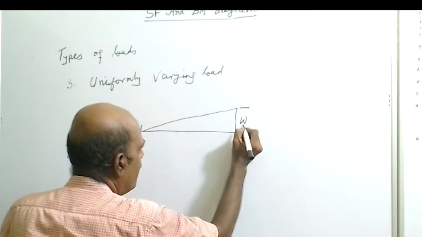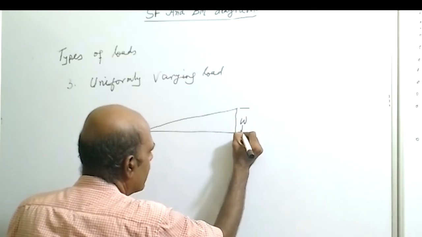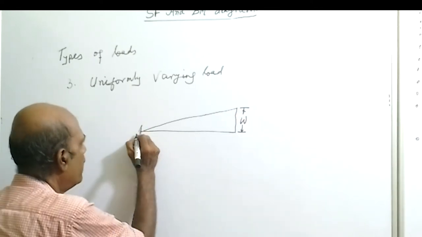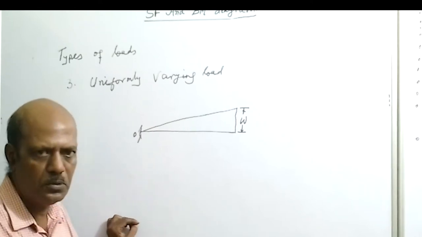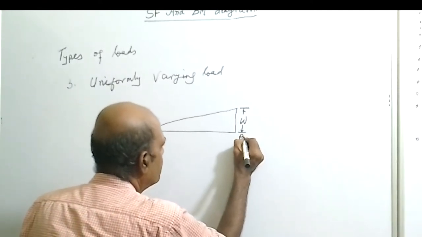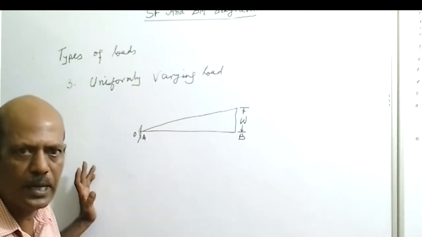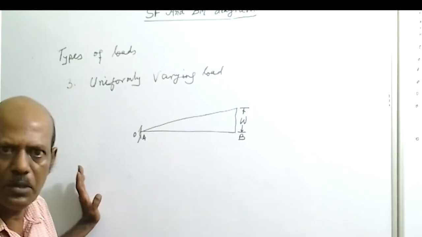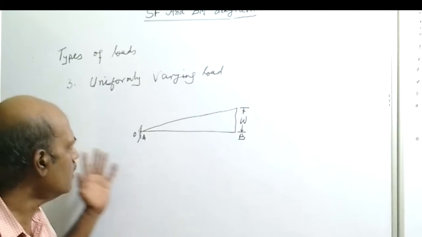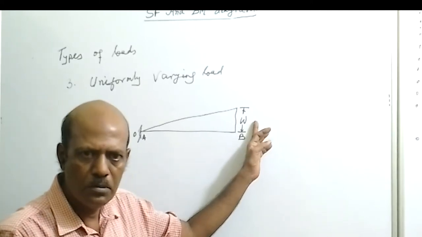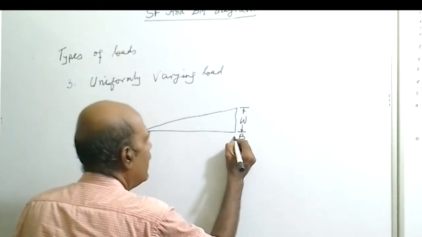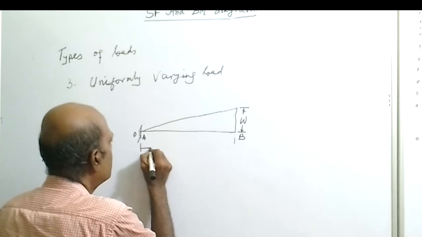Say W is the maximum magnitude acting at the free end of this member, and at this point the load value is 0. So if the name of the member is AB, at point A, what is the load acting? The magnitude of the load is 0. At the free end, what is the magnitude of the load? That is W. Now, say the length of the member is L.